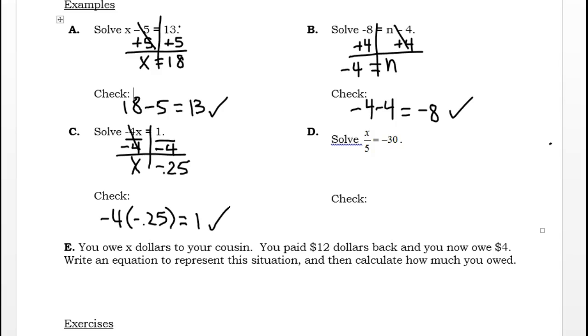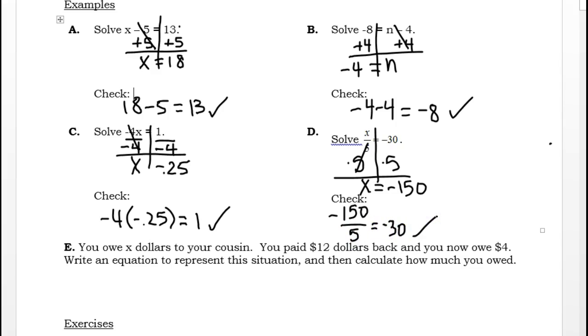X over 5 is the same thing as divide. Right now we're dividing by 5. Our inverse to division is multiplication. So I'm going to multiply both sides of this equation by 5. So the 5 eliminates to that invisible 1. And negative 30 times 5 is negative 150. And to check my answer, negative 150 divided by 5 is in fact negative 30. So we have the right answer.